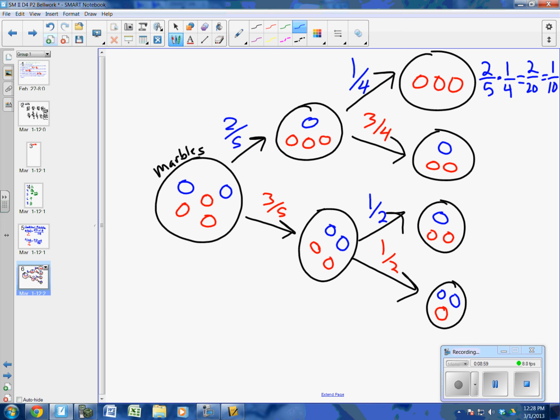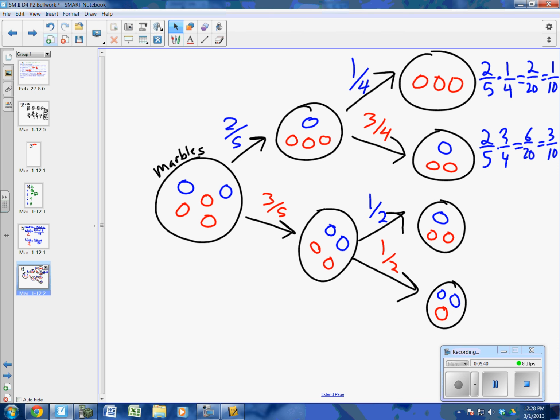You understand that? Okay. Eli, what is the chance of choosing a blue marble first and a red marble second? 6/20. That's right. How did you get that? 2/5 times 3/4, which is 6/20, which reduces to 3/10. We getting this?